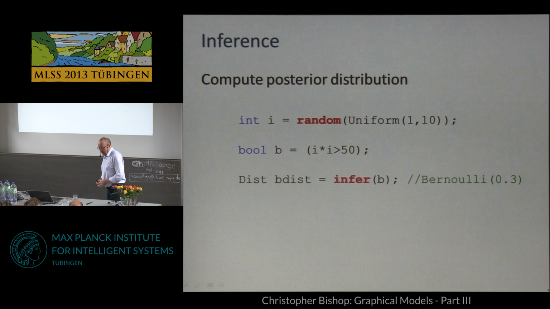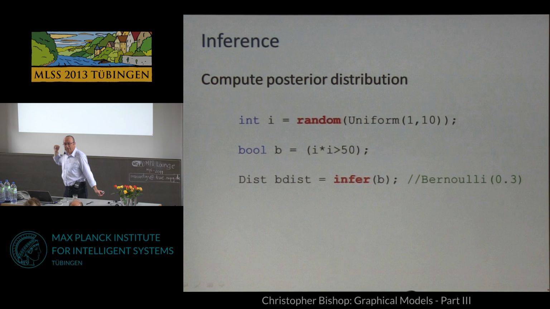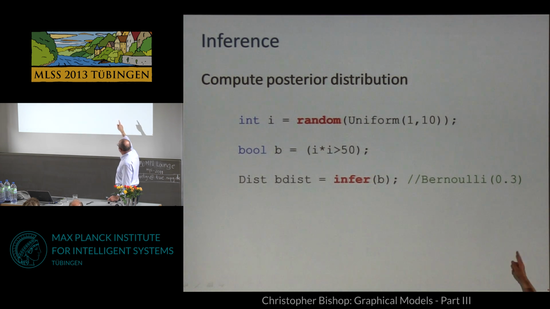So I can now ask for a distribution, the distribution of b. It's called bdist, and I use the keyword infer. So I say infer. And somehow behind the scenes, the magic goes on and it computes that distribution. In this case, it's trivial. It's just a thing called the Bernoulli distribution. That's just the coin flip distribution, and its value is 0.3. Because 3 out of those 10 numbers will have i squared greater than 50, and the other 7 won't. So that's the inference.